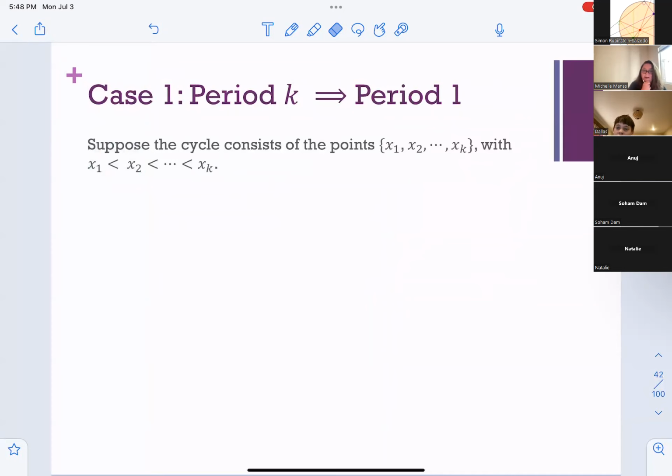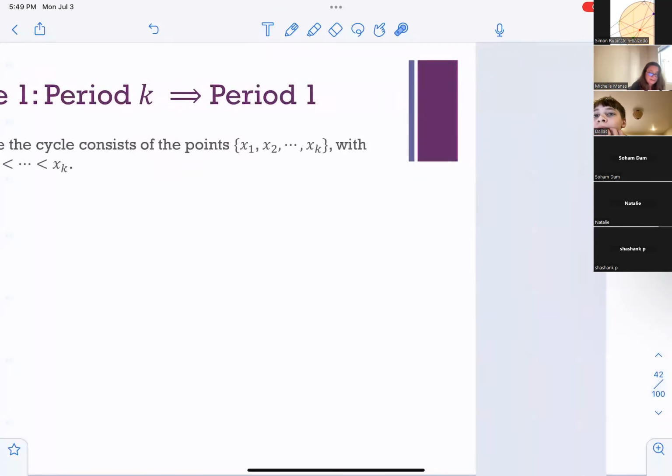So let me try to give you at least a little bit of the flavor of how these 2 observations let you prove the theorem. So the first thing is, if I have any k cycle at all, then I have a fixed point. How does that work? Notice that this doesn't say that x1 maps to x2 maps to x3. All I've done is put the points in increasing order on the real line, but it could map like x1 goes to x3 goes to x2. They could map all over the place.